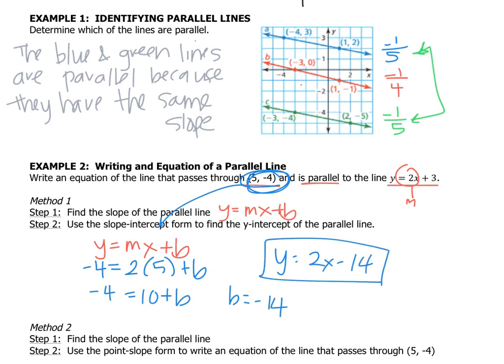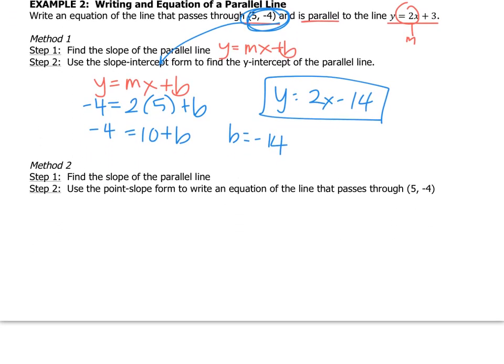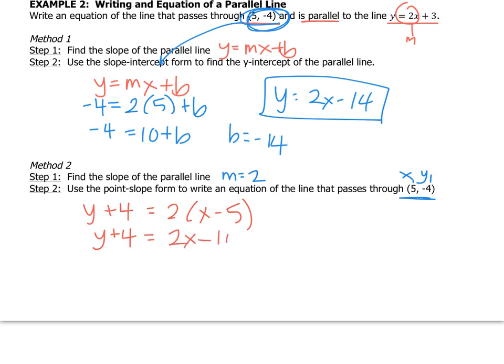Another way to do it would be to use our formula from last lesson, the point slope formula. So let me show you that one. The slope is still the same. The slope is still 2 because we're parallel. But what you can do is you can plug this into x1 and y1 in the point slope formula. So you get y plus 4 equals 2 times x minus 5. That's the point slope formula. So then you just simplify that, and you end up getting the exact same thing. It's just a question of which one you like better.